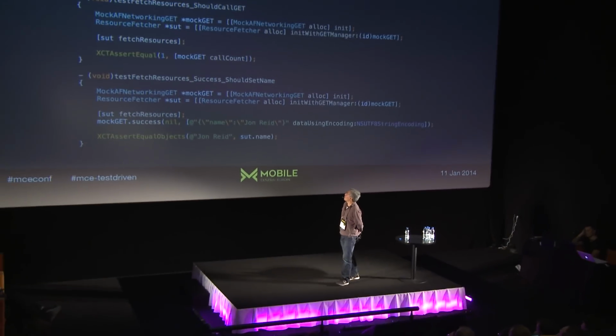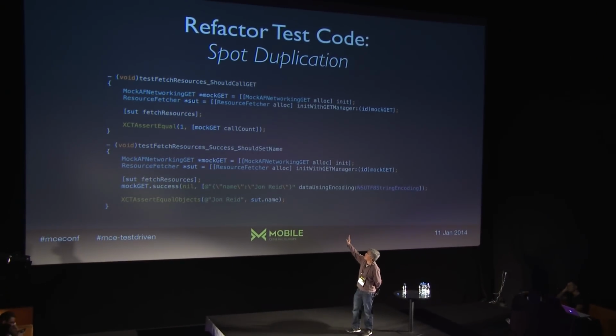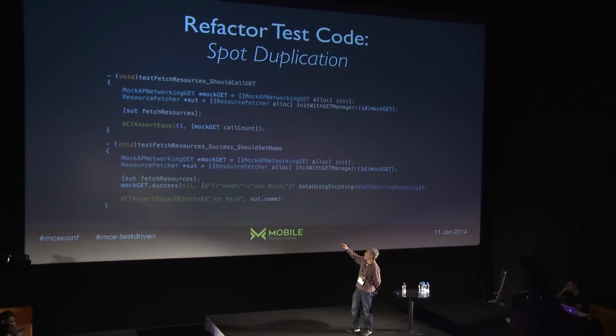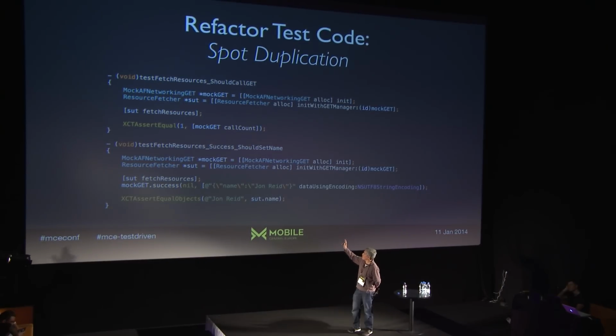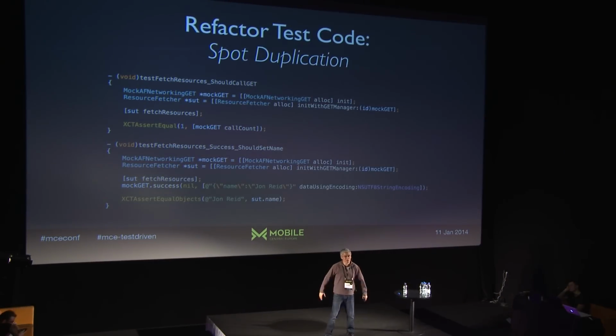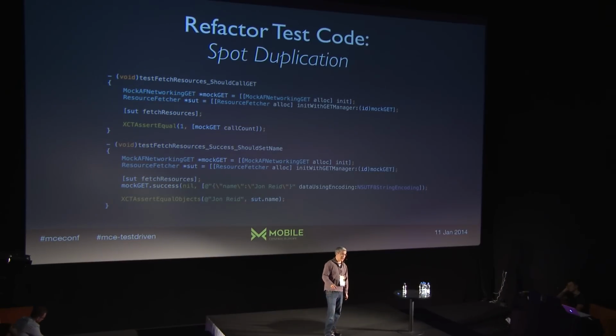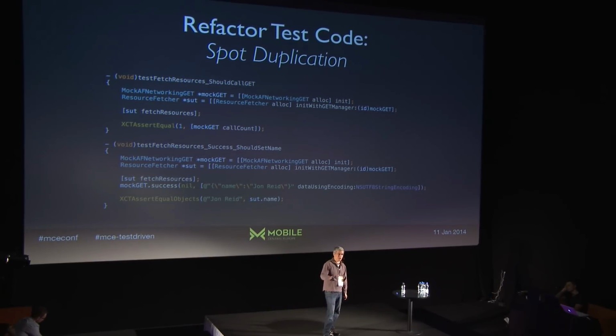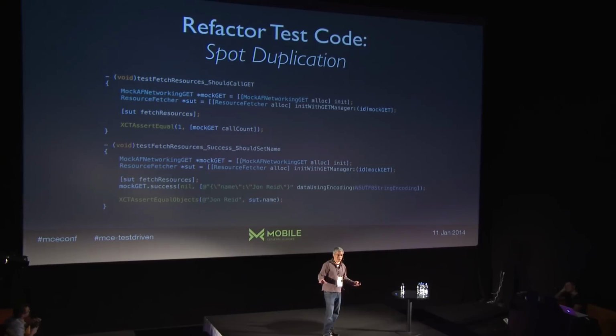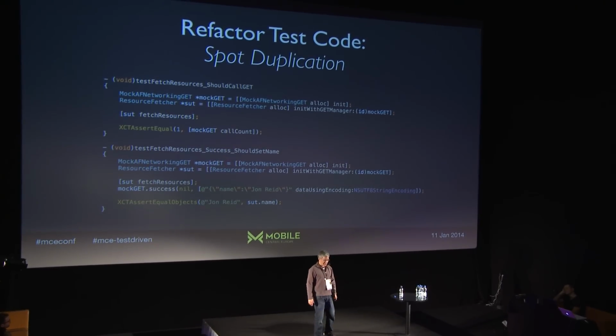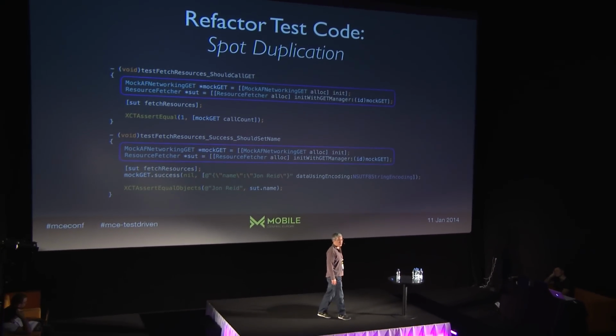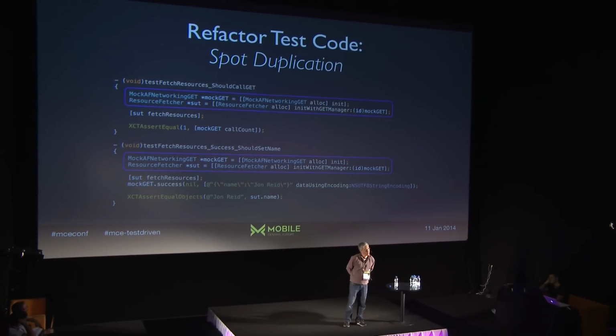So here are the two tests that we have so far. Fetch resources should call get, and fetch resources success should set name. And just to show you a little bit of the power of refactoring, refactoring applies not only to production code, but to test code. We have some duplication in here. I think you can spot it. It is in the first two lines, the arrange portion.